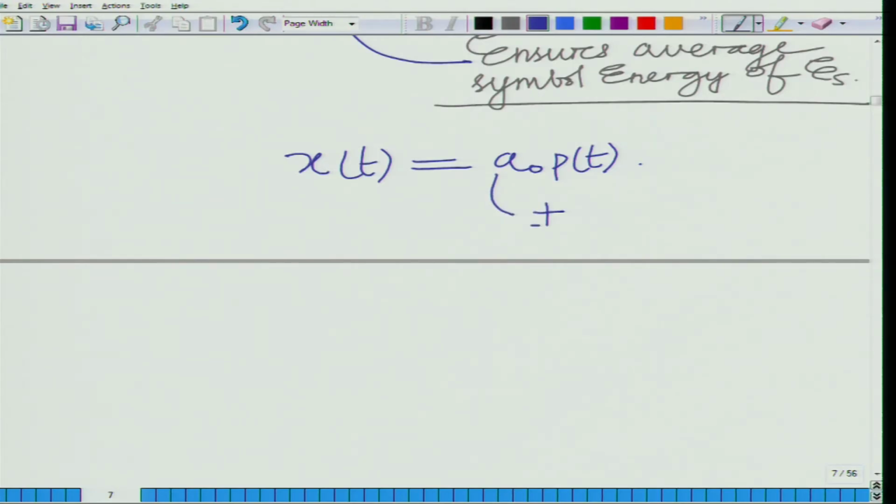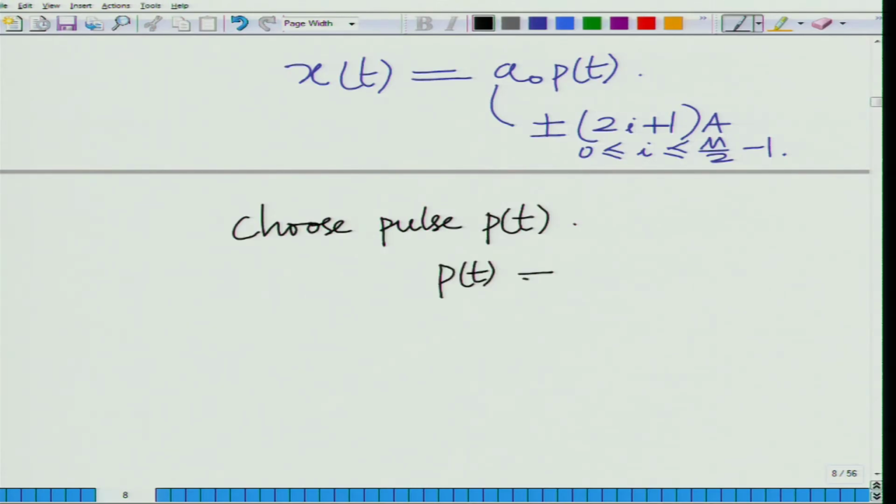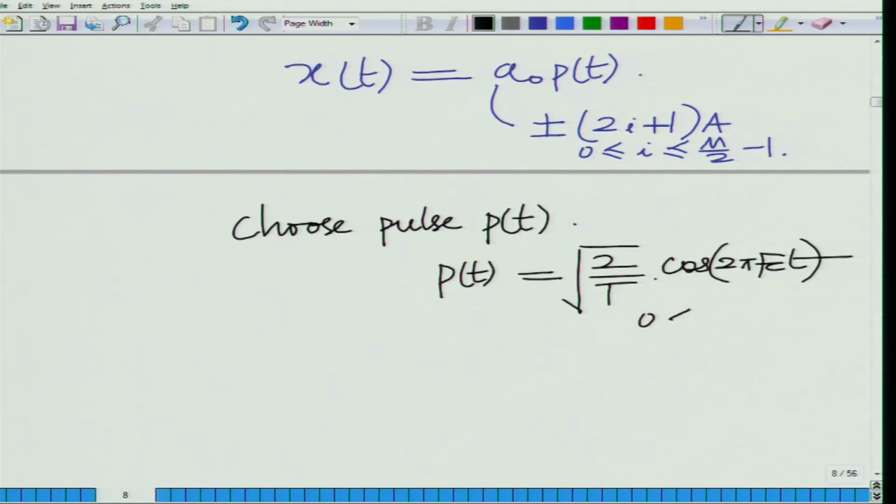A naught is plus or minus (2i plus 1) times A, where i can take the values 0 less than or equal to i less than or equal to M minus 1. Now, you can choose any pulse p(t). In particular, one can choose the pulse p(t) equal to square root of 2 over T cosine 2 pi fc t. We have seen this several times before.